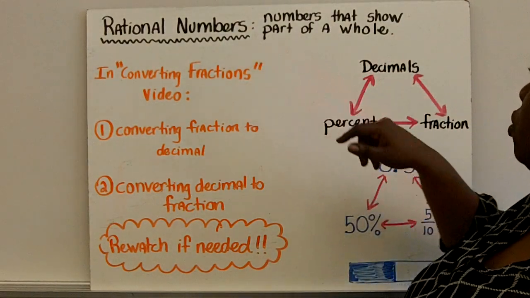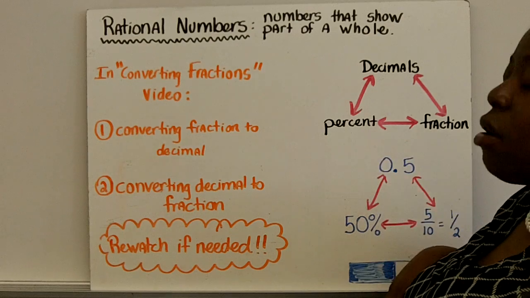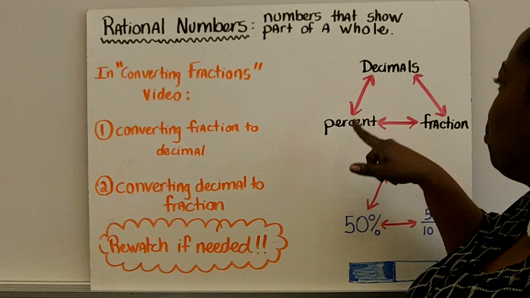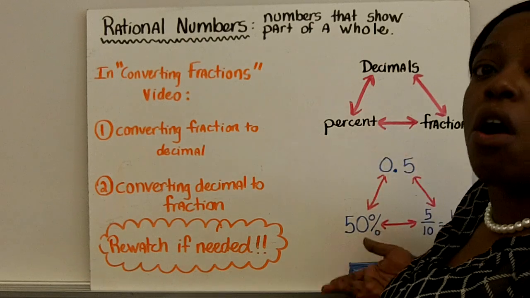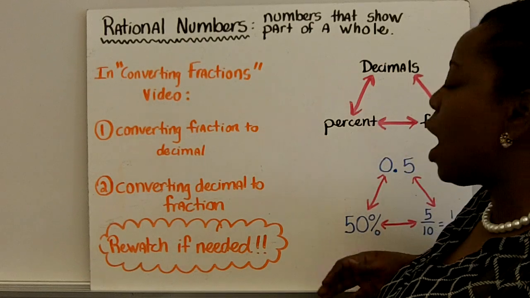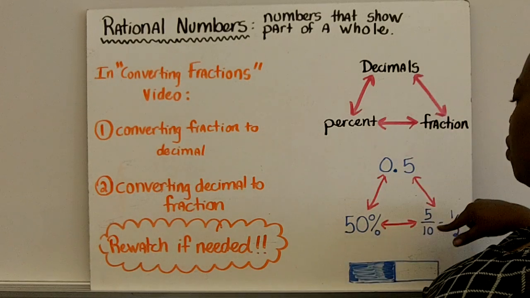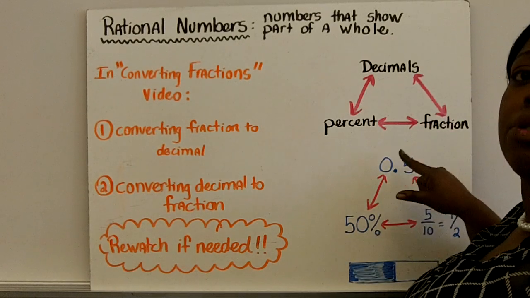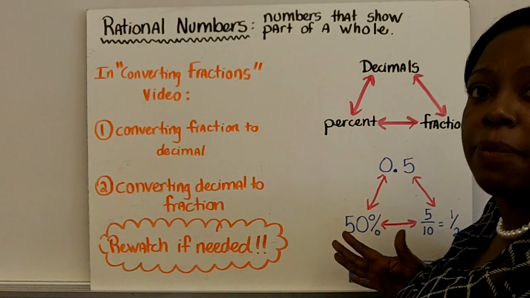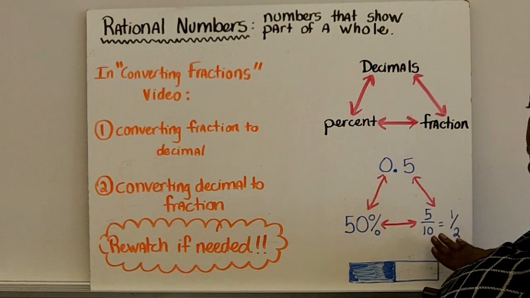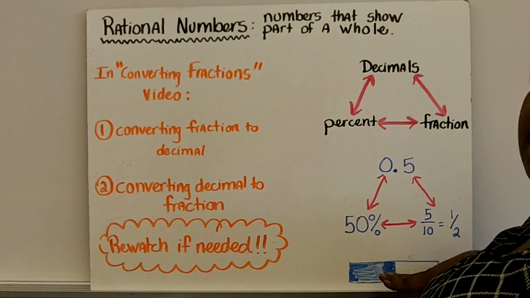But first of all, rational numbers are numbers that show you part of a whole. And what we've learned this school year is that decimals, percents, and fractions are all three types of rational numbers. And since there are all three types of rational numbers, it's safe to say that you can convert or change a number into the three different forms. And it's all saying the same thing. For example, 50%, 5/10, and 1/2 are all saying half of a whole.